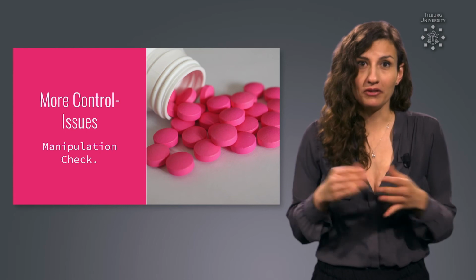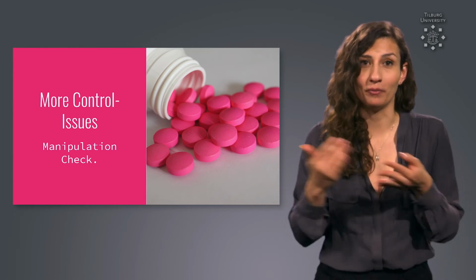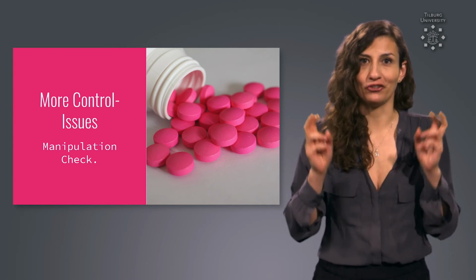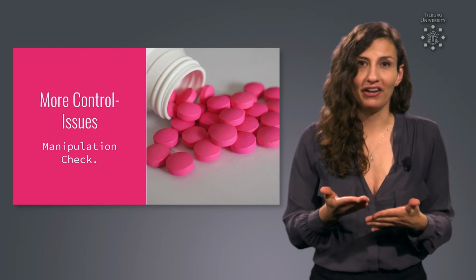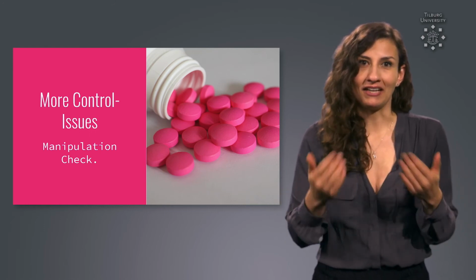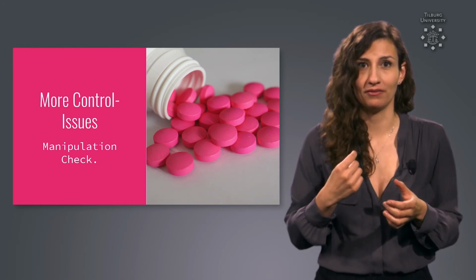Finally, we would also want to make sure that our participants take the carrot pills or the placebo pills. This type of control is called manipulation check. We make sure that our intervention, our manipulation, was successful. In this example, this means making sure that everyone took their pills.